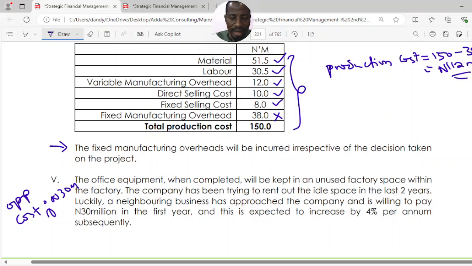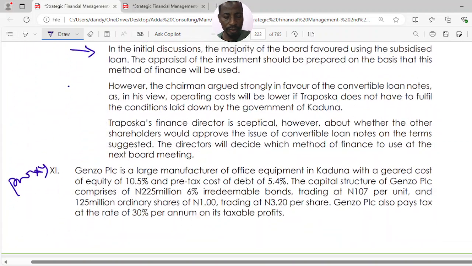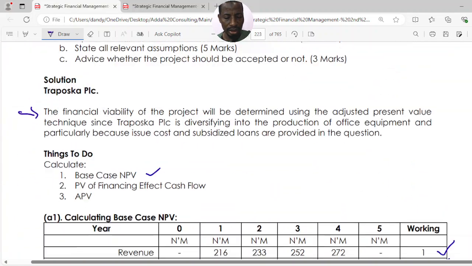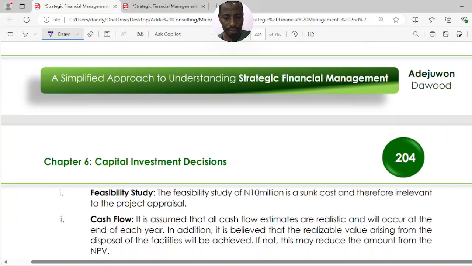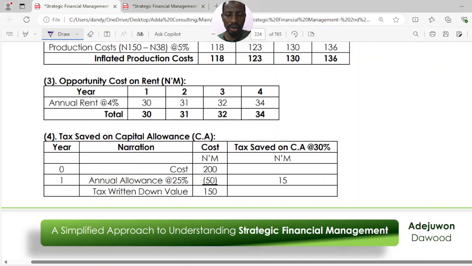And we are told that this 30 million naira is in the first year. Therefore, we need to inflate for the next 2-3 years. The inflation rate we are told is 4%. So quickly, let us go and calculate opportunity cost for other years. That will take us to working number 3. So opportunity cost on rent. The first year rent is 30 million naira. That's the 30 million you are seeing here.